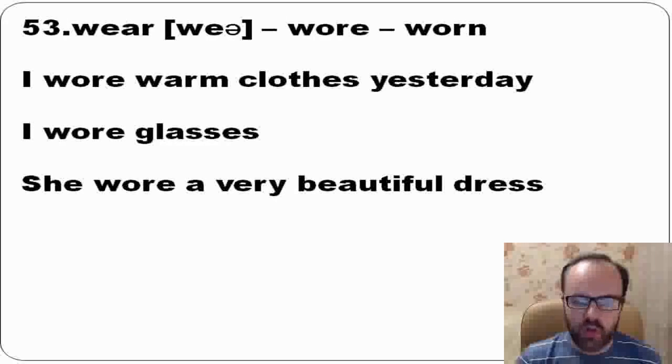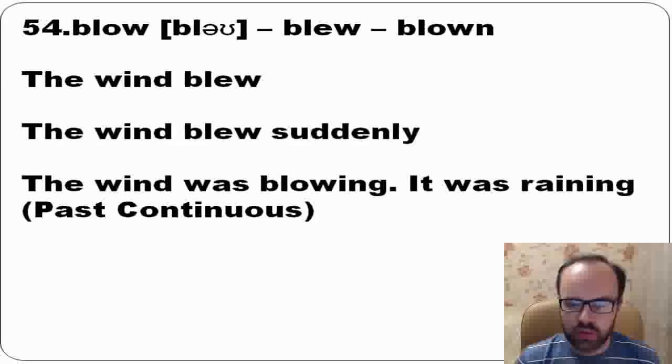Well, so wear, wore, worn. I wore warm clothes yesterday. I wore glasses. She wore a very beautiful dress. Blow, blew, blown. The wind blew. The wind blew suddenly. The wind was blowing, it was raining. So we are using past continuous. So you can ask why, what's the reason for it? You know, when we describe some situation in the past, we often use past continuous. The wind was blowing, it was raining, we were walking to some place, and so on.